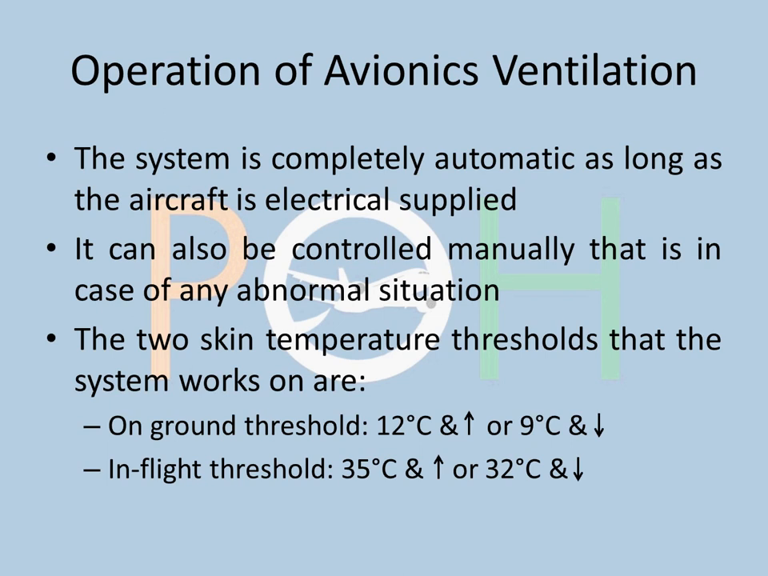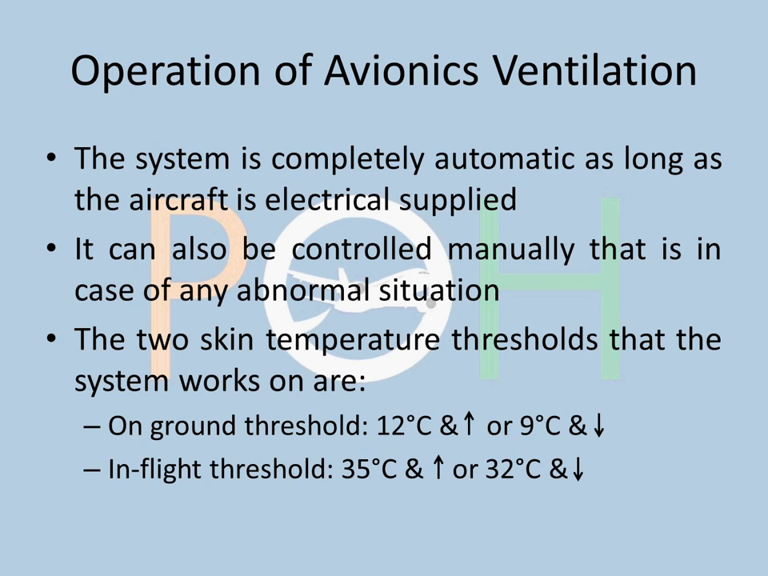How does the operation of avionics ventilation happen? The system is completely automatic as long as the aircraft is electrically supplied. The moment you supply electrical power to it, whether it is external power or the APU running, it is going to function. We'll talk about electricals in a different video. It can also be controlled manually, but that is only in case of an abnormal situation.